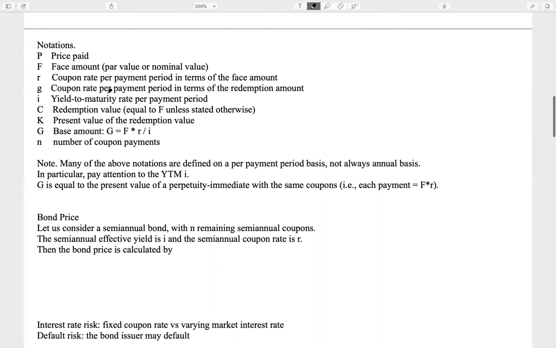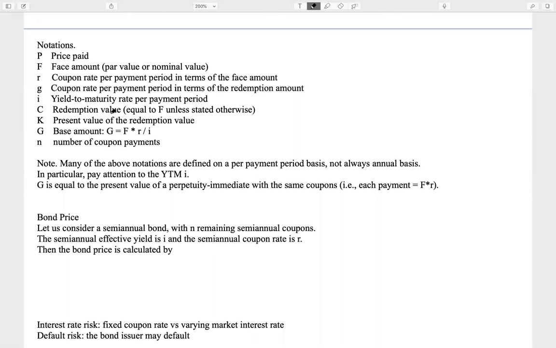g is the coupon rate per payment period in terms of redemption amount. If face amount and the redemption amount are equal, meaning they are redeemed at par, then r and g are equal, right? But sometimes they may not be, then g can be different from r. Often what you see is r. i is the yield to maturity. Again, it is per payment period.